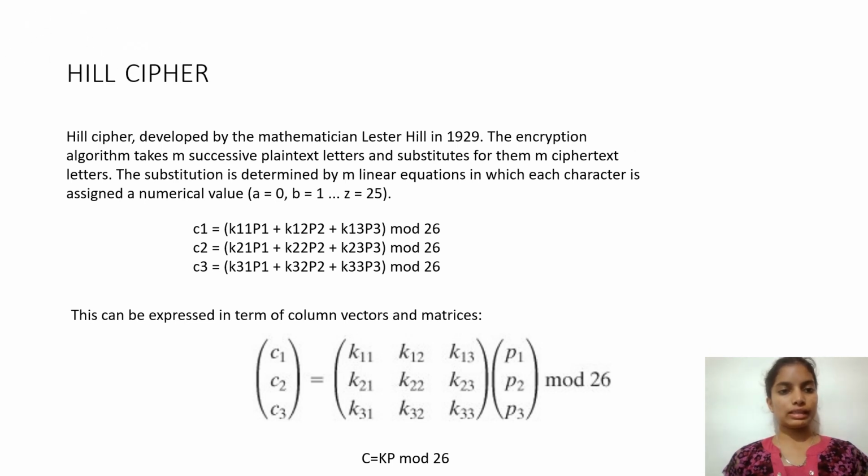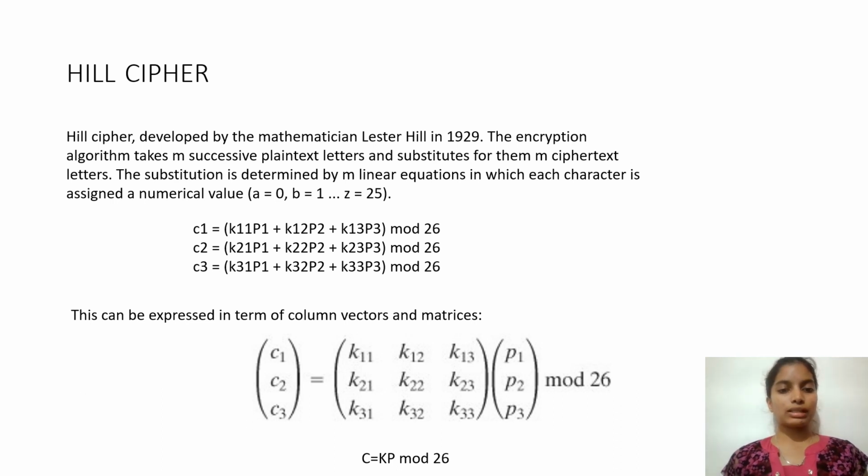Next one is the Hill cipher. The Hill cipher was developed by the mathematician Lester Hill in 1926. The encryption algorithm takes m successive plaintext letters and substitutes for them m ciphertext letters. The substitution is determined by m linear equations in which each character is assigned a numeric value from A equals 0 till Z equals 25.